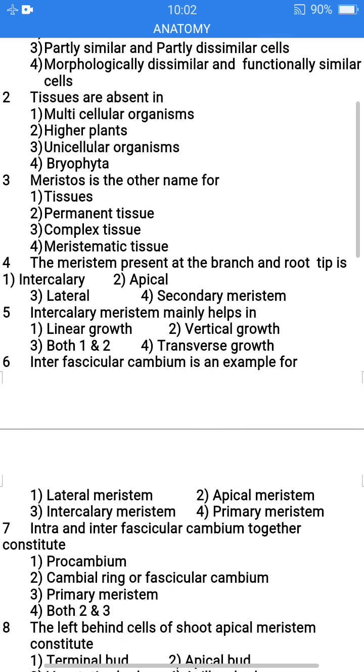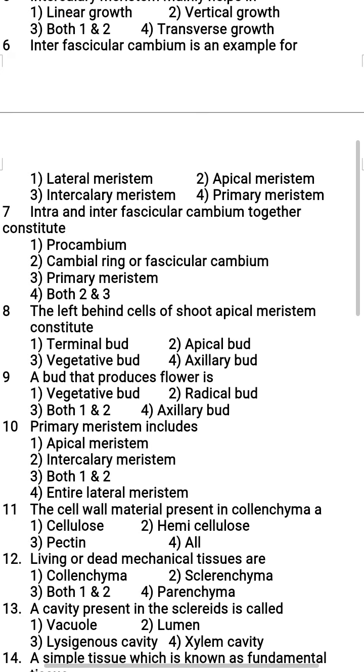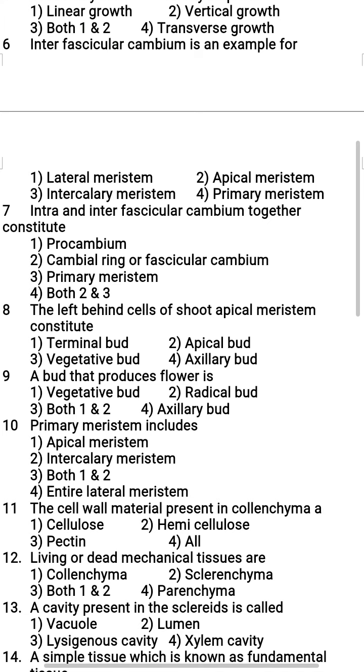Next, sixth question. Interfascicular cambium is an example for. Let us see the options. First one, lateral meristem. Second one, apical meristem. Third one, intercalary meristem. And fourth one, primary meristem. So the correct answer for this question is option 1, lateral meristem.